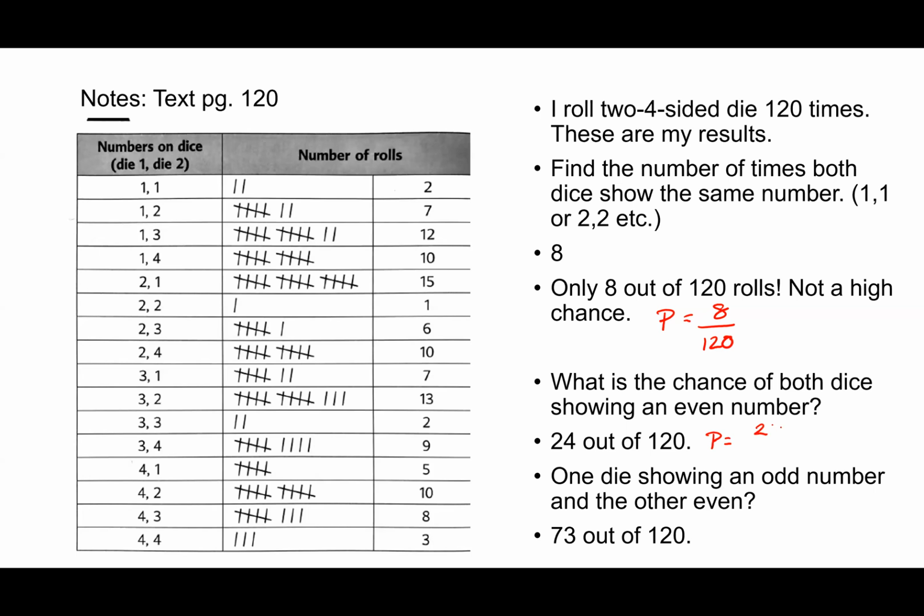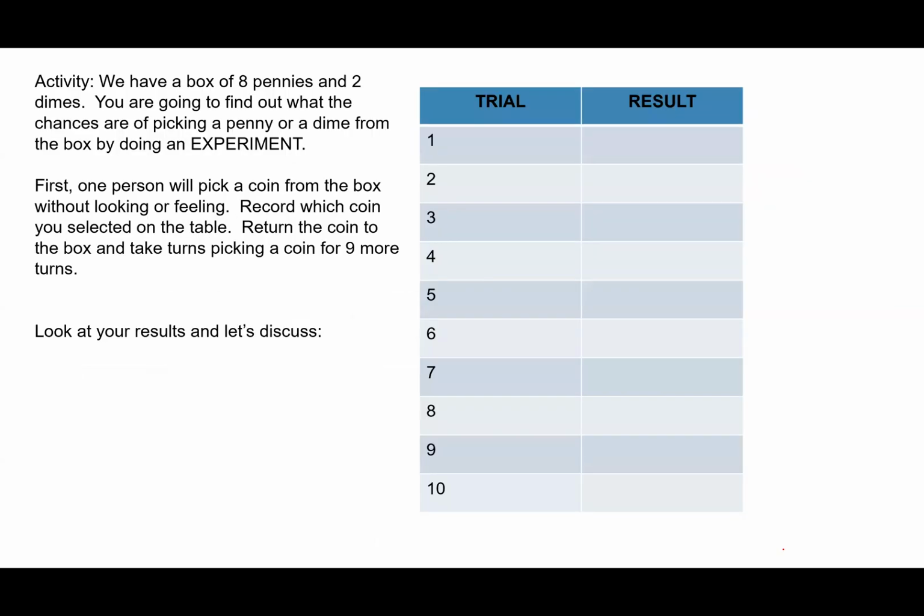And you can see that it's 8 events out of 120, 24 events out of 120, and 73 out of 120. P equals probability. That's all it equals. It's not confusing, right? It's not even algebra. It's just a label. All right, let's do a little activity.